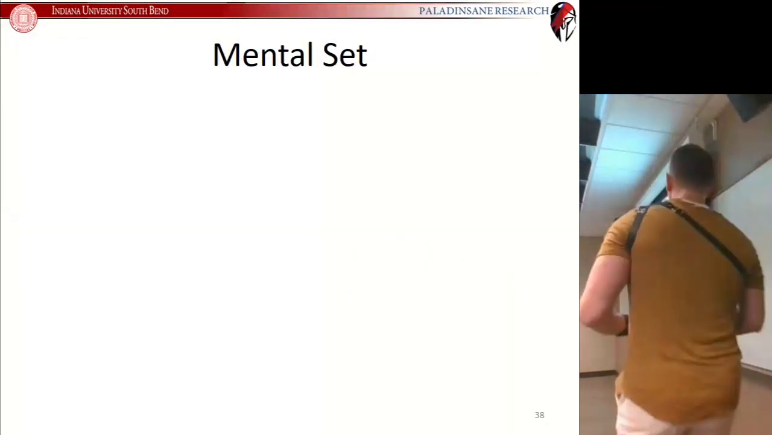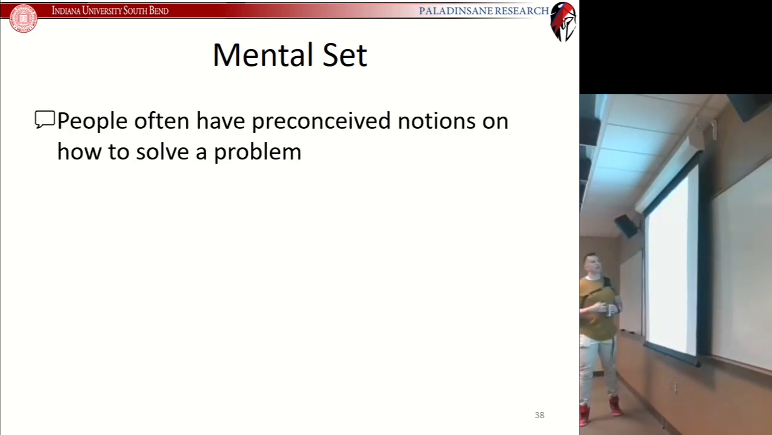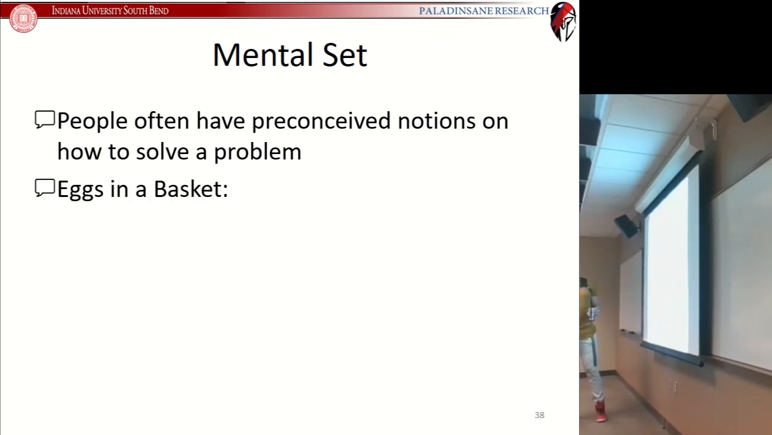Okay, so let's take a look at another phenomenon in problem solving. This one is known as mental set. Mental set is related to functional fixedness, but it's more set up by the problem itself. It's not so much that you're fixed in the way that you represent things in a problem, but you're fixed in the moves that you make for a particular problem. People often have preconceived notions of how to solve a problem, and it creates a mental set that's an impediment to actually solving the problem.